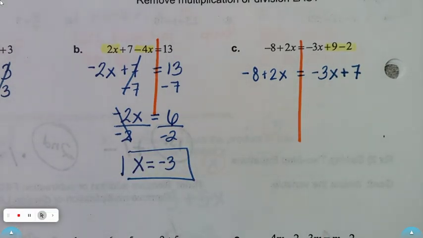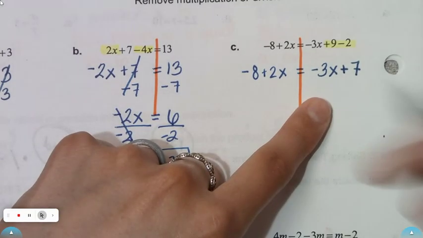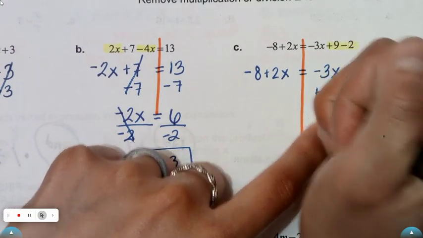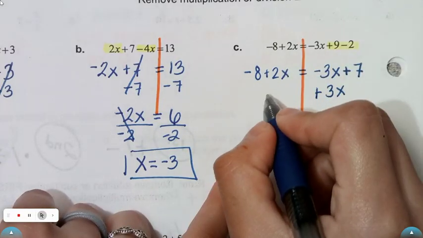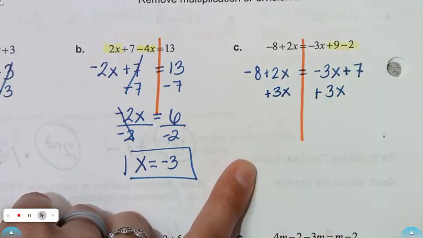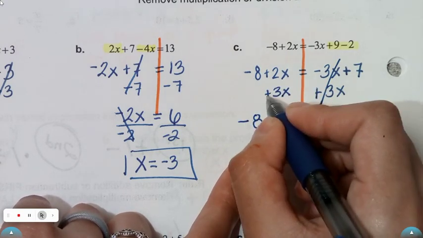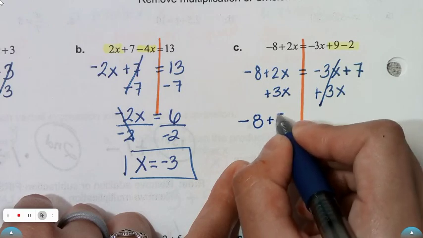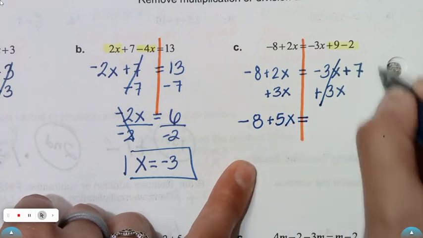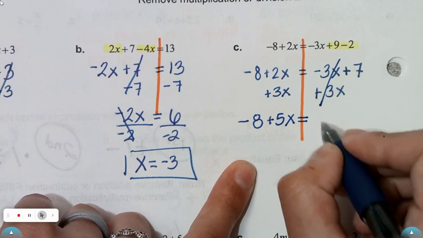Okay, I always think it's a good idea to move the x's first, and so I'm going to move the negative 3x. The opposite of that is positive 3x. So I'm going to do that on both sides. These cancel. I'm left with negative 8. 2x plus 3x is 5x equals, and I'm still left with this 7.